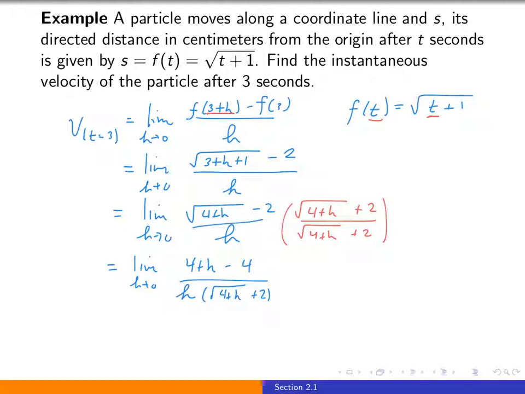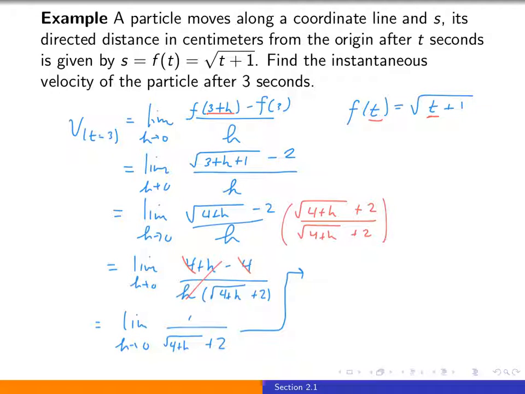And we get all kinds of wonderful simplifications. 4 minus 4 goes away. h over h. That leaves us with simply a 1 on the top. So we have the limit as h goes to 0 of 1, divided by the square root of 4 plus h plus 2. And at this point, we cannot use, say, the substitution property because it's not a polynomial or rational function because of the square root.